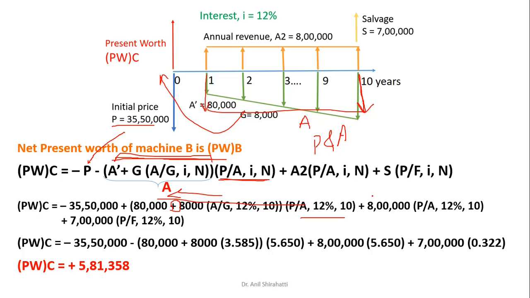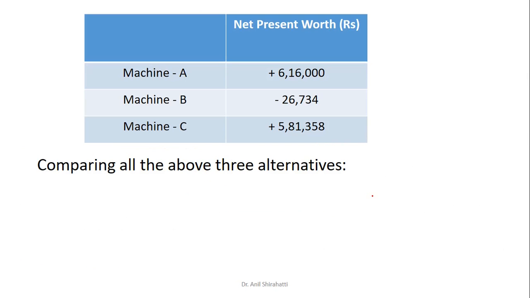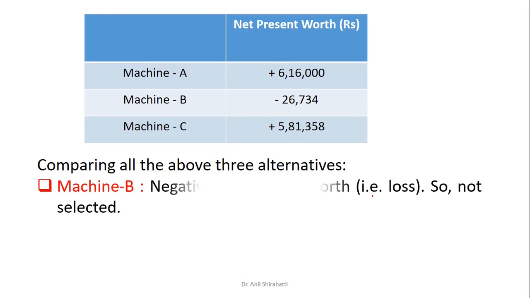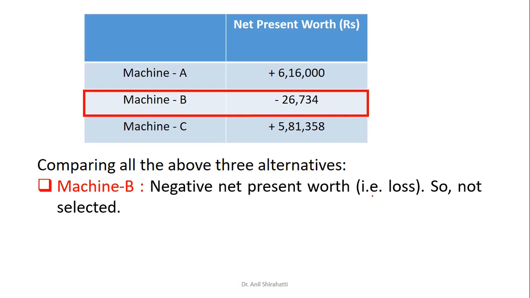5,81,358. So let's compare all the net present worth from all these three analyses. We got for machine A around 6 lakhs 16,000. For machine B I got minus 26,734, and for machine C I got plus 5 lakh 81,000. So if I see from this series, machine B has a completely negative value. That means there is a loss. So that's why this should not be considered itself. So machine B is wiped out. We are not considering it because there is a loss.